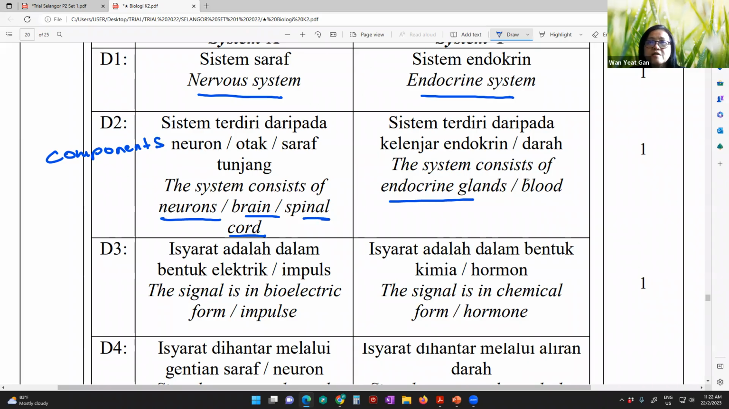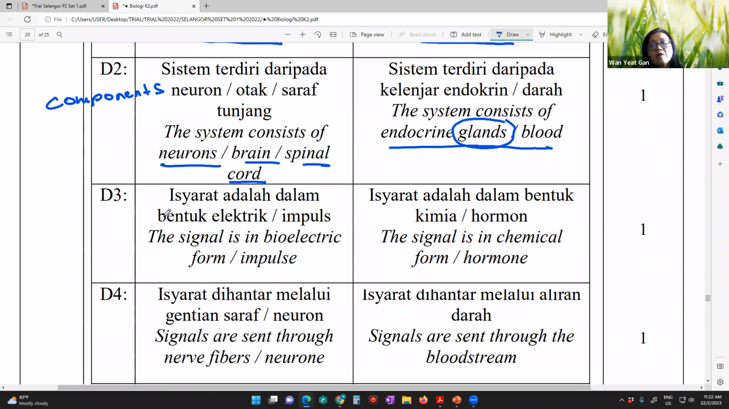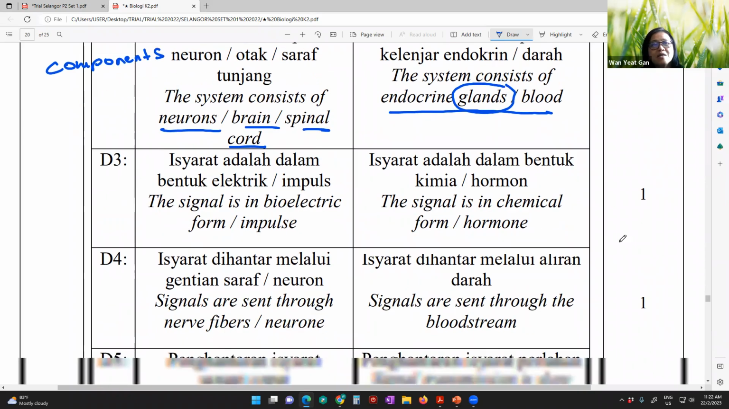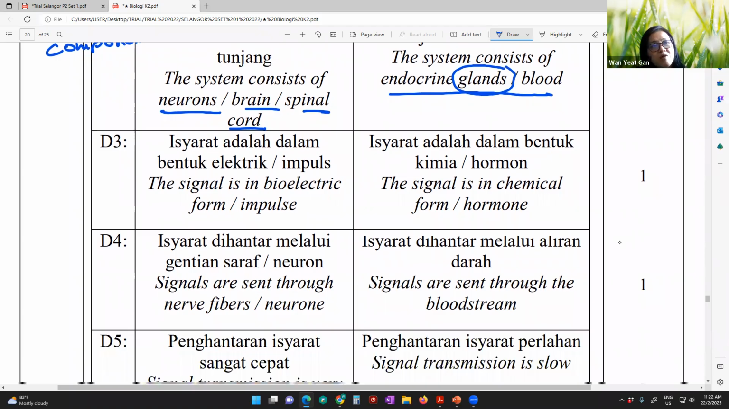For here, this endocrine system consists of endocrine glands and blood, because the hormone is secreted directly into the blood. Now next is the aspect of signal or information. How is it being transmitted? The signal here is in the form of impulse, whereas here it is in the form of hormone. So messages are transmitted in the form of impulse and chemical, which is hormone.